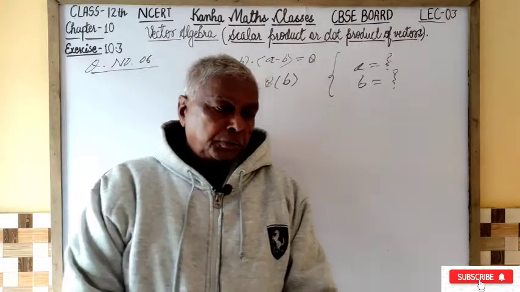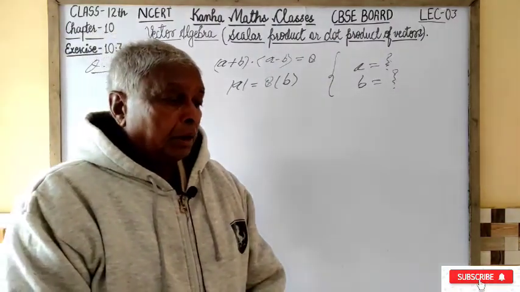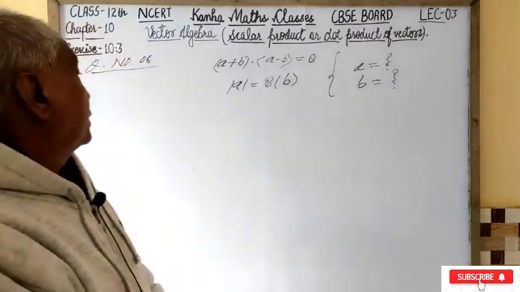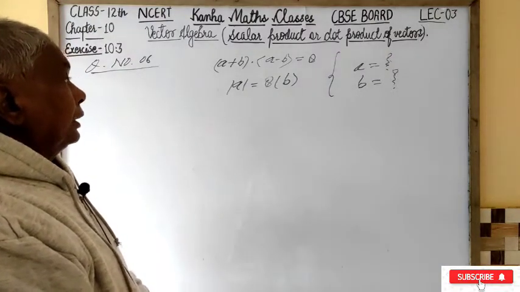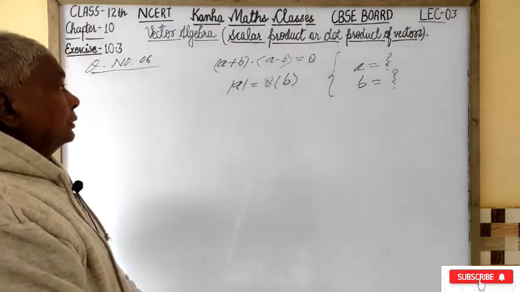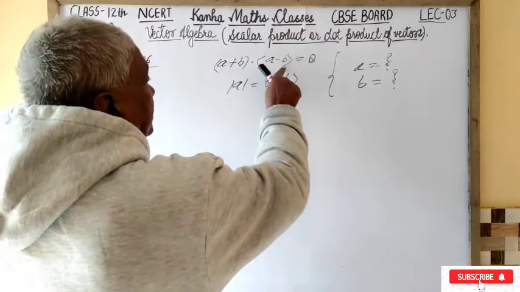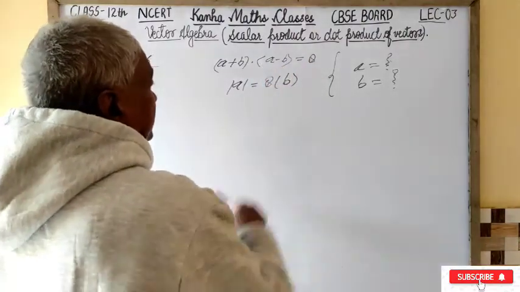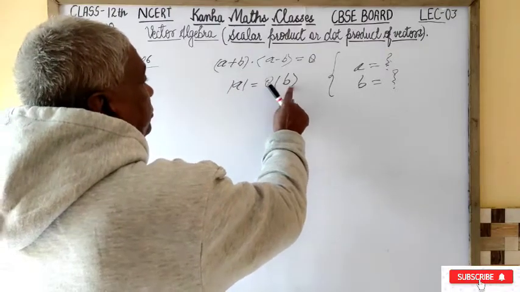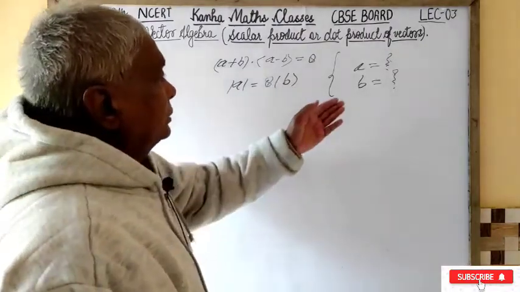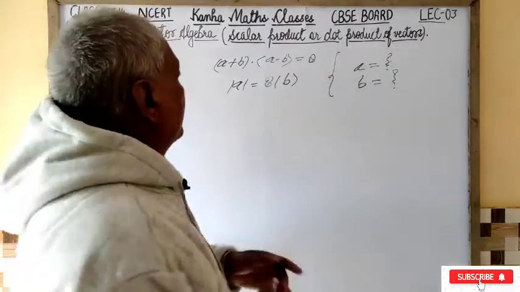In continuation of previous videos, I will draw your attention to question number 6 of the same exercise 10.3. Here in this question, the dot product of two vectors a plus b and a minus b is equal to 8, and mod of a is 8 times mod of b. Then the question is to find out the vectors a and b.